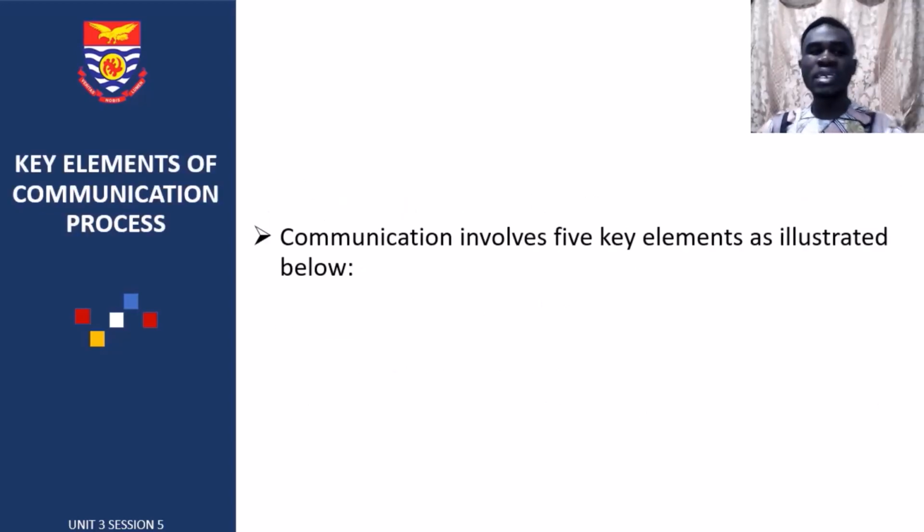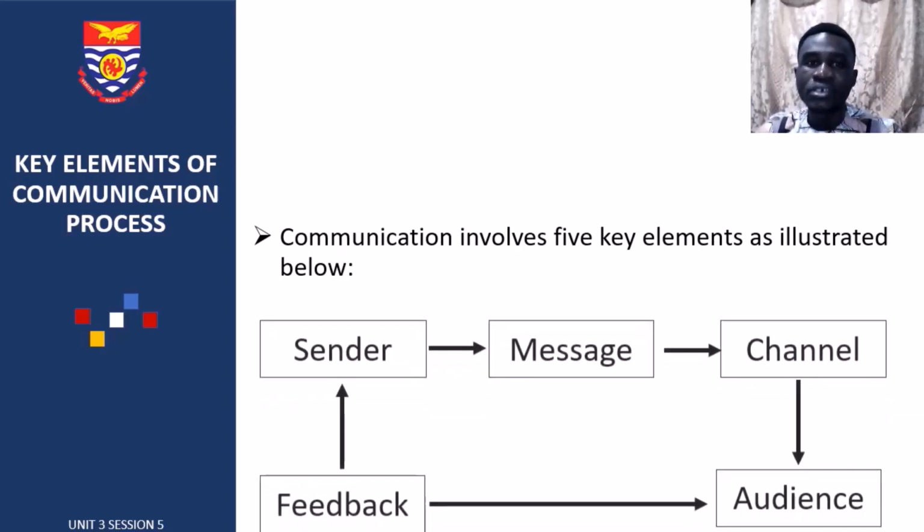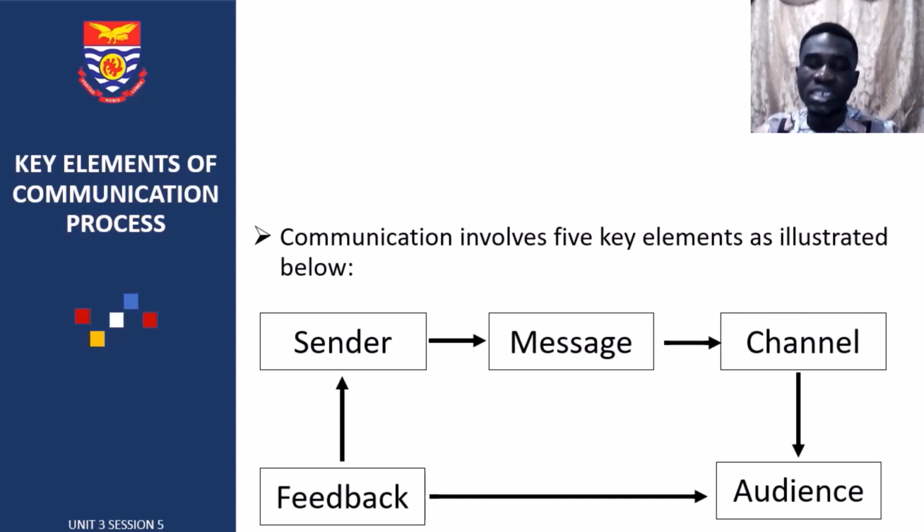Now, what are the key elements of the communication process? Communication involves 5 key elements, and this is illustrated in the diagram below. In the process, we have a sender, the message, the channel, the audience, and the feedback. In the classroom, the sender or the communicator is the teacher. The message is the kind of information you are sending to the learners, and the channel is the means through which your learners decode the information that you send to them.